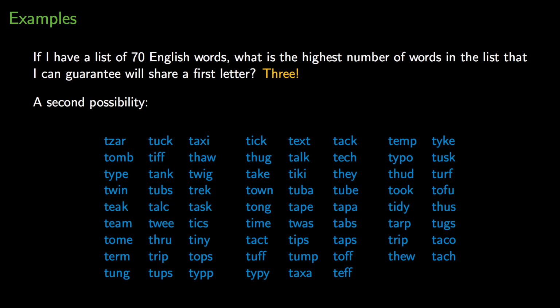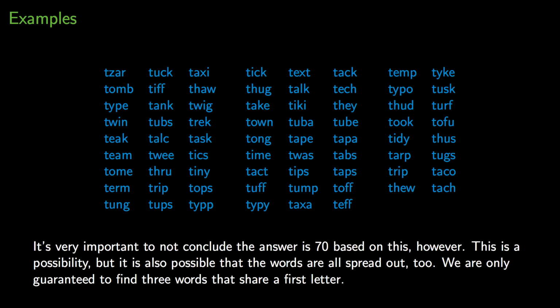Now, it's entirely possible that your list of 70 words all begins with T, so T gets 70 and all the rest of the letters get 0. But that doesn't mean that you get to answer with 70 because you can't guarantee that 70 will share. It's just one remote possibility. The only guarantee is that there will be at least 3 that share at least one of the letters.